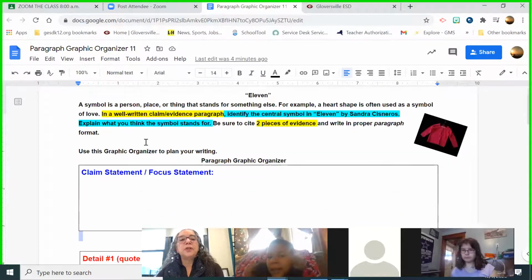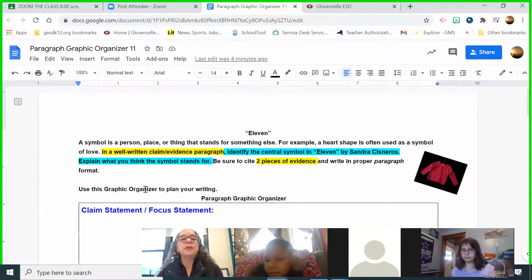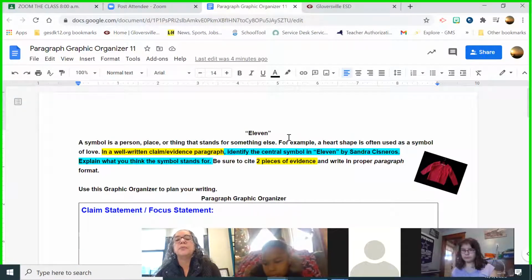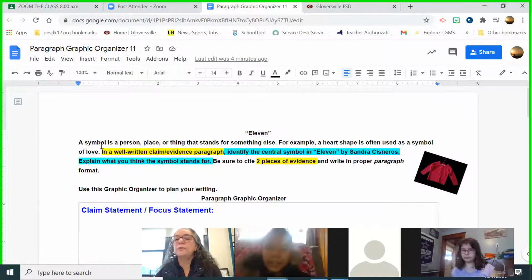What we're going to have to do is read the directions, which I was kind of in the middle of doing. So it gives us a little information first. A symbol is a person, place, thing, or idea that stands for something else. For example, a heart shape is often used as a symbol of love.